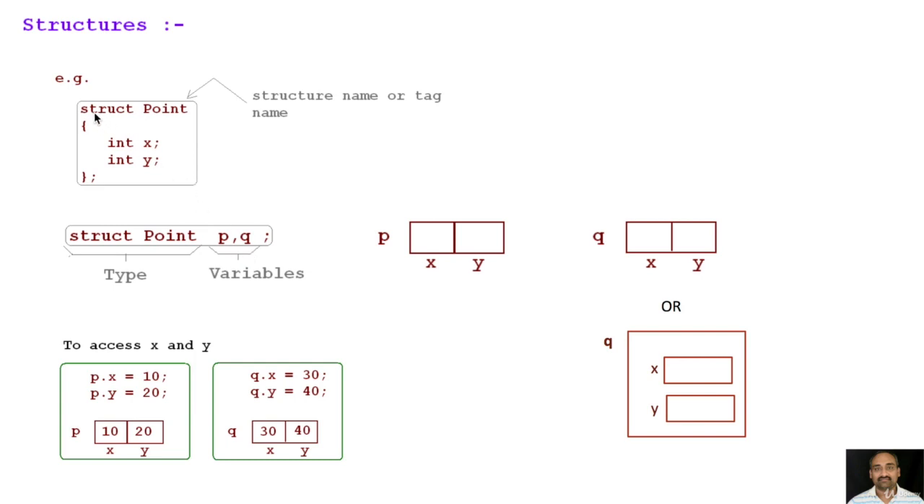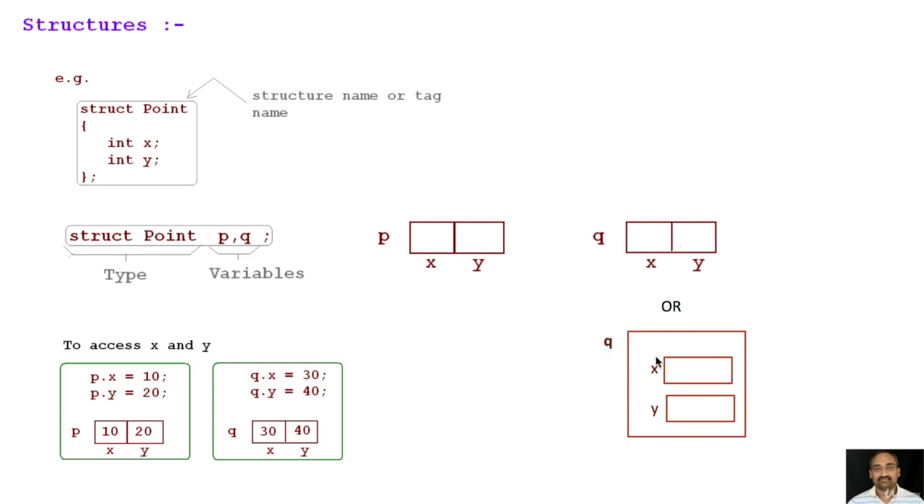Now this is a sample structure. So struct point with two fields x and y. When you declare a variable p of type point, you get a copy of all the fields which are part of the definition. That means x will have its own memory and y will have its own memory as part of p. Similarly, when you create another record q, even q will have its own copy of x and y. And this is how it works.